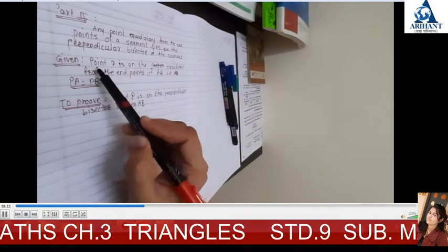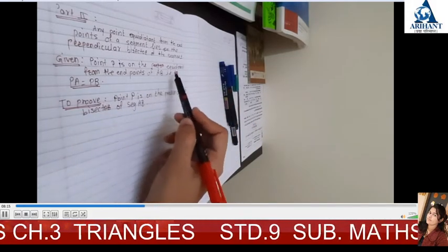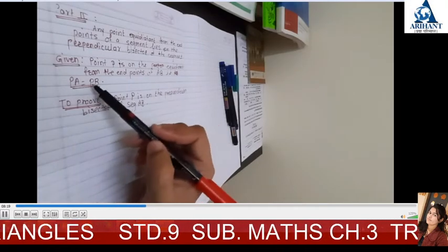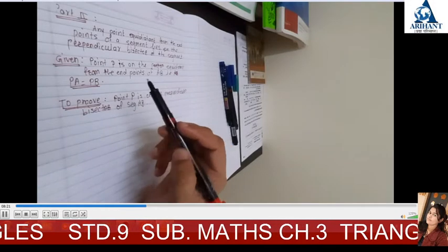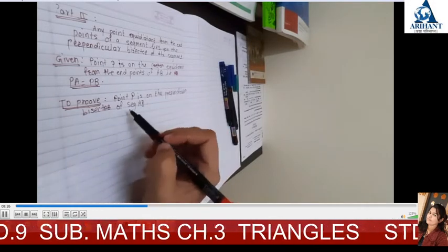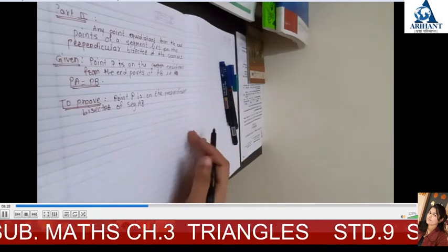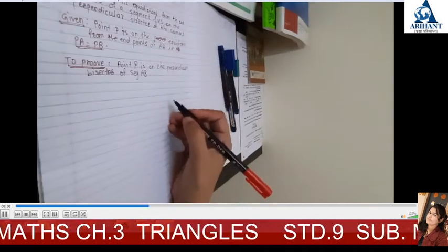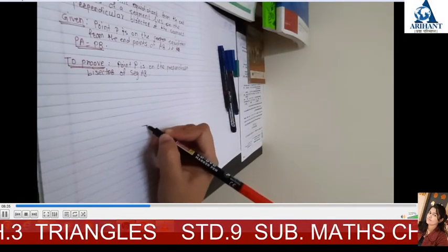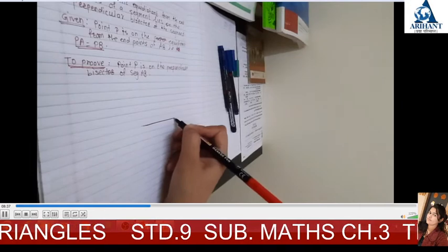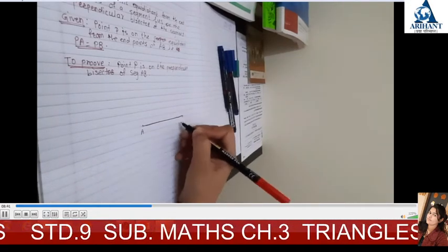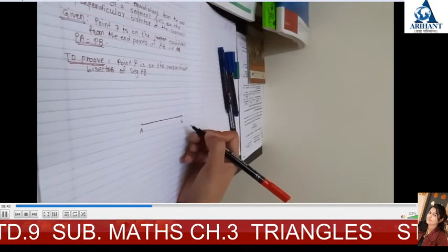Here given is what? Point P is equidistant from the endpoints of AB, that is PA is equal to PB. And what we have to prove? Point P is on the perpendicular bisector of segment AB. Now let's understand with the help of a diagram. Let's first draw segment AB. This is the segment AB.